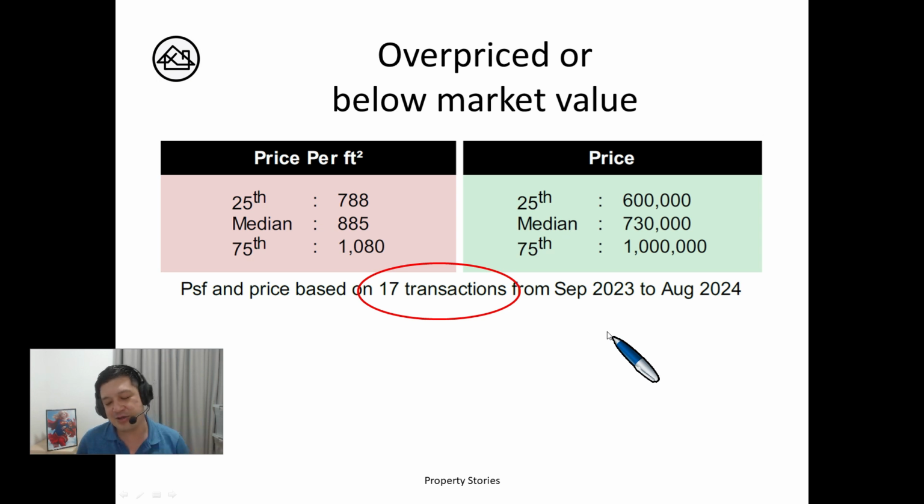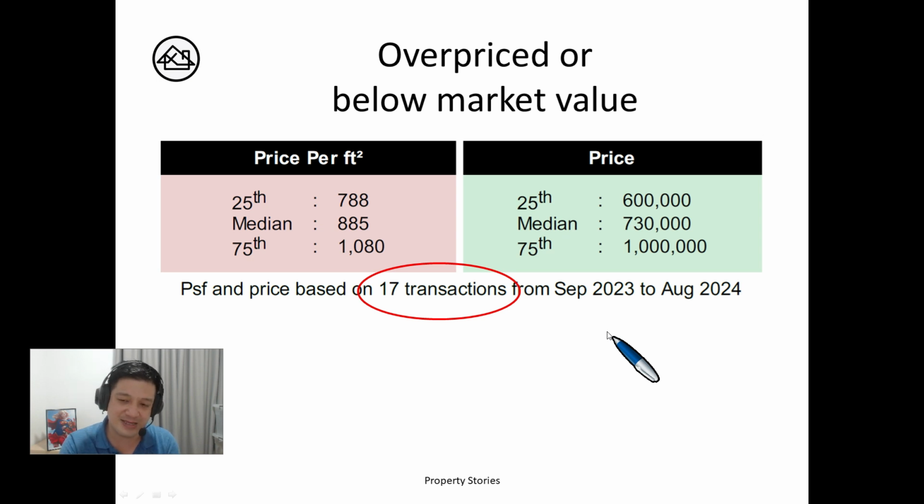So sometimes when you see this kind of outlier transaction, maybe it's because that development has a very unique unit that is very big. That's why the transacted price is very high. If you see a very, very low price, it could be a related party transaction, for example, parents giving to their children. They still need to use the MOT, instrument of transfer, so they still need to go through the land office. So these kinds of things will be recorded.